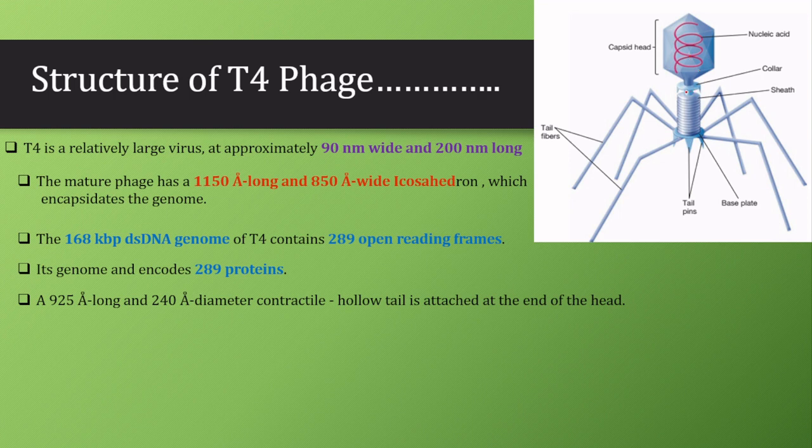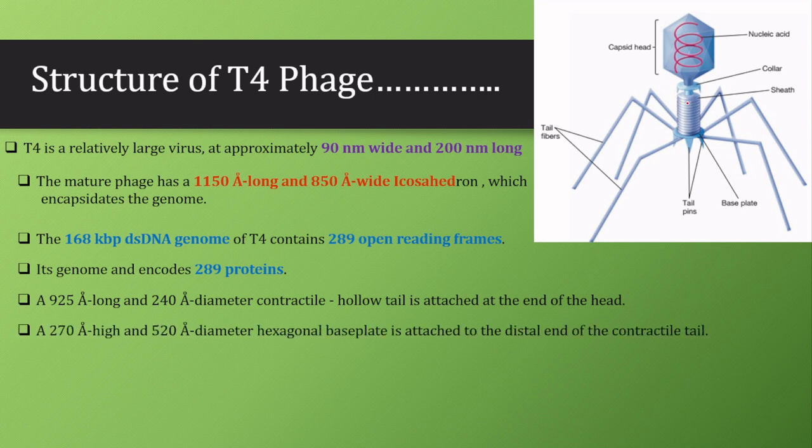If we talk about the dimension of the tail, it has a contractile hollow tail which is 925 angstrom long and 240 angstrom in diameter. This tail is contractile. It can reduce or increase its size depending on the presence or absence of the host. The dimension of the hexagonal base plate is 270 angstrom high and 520 angstrom in diameter.